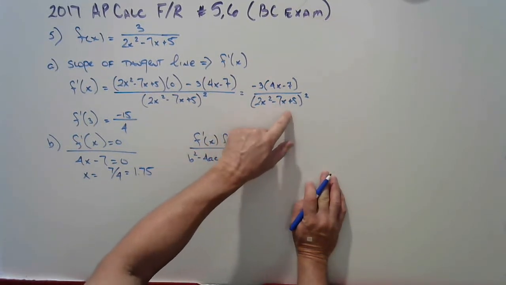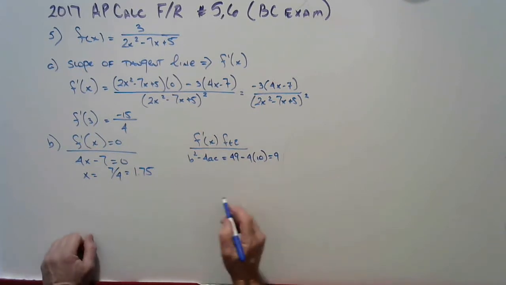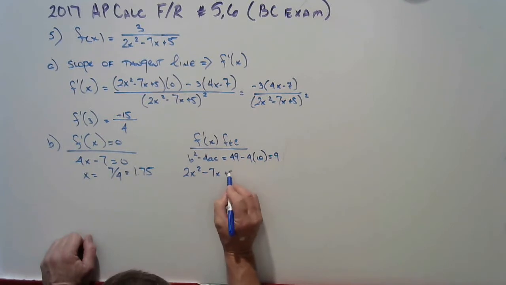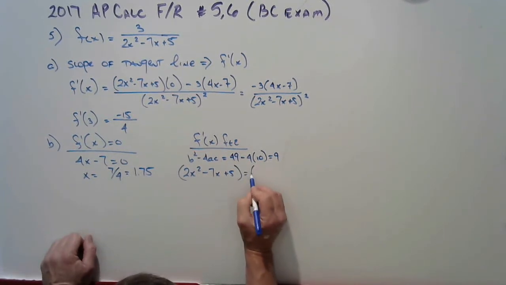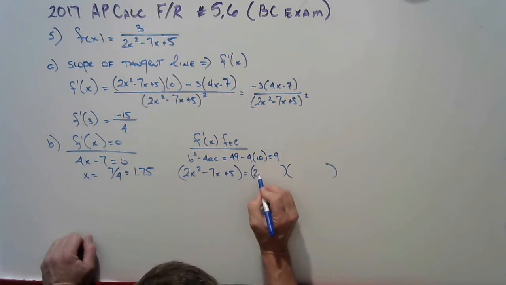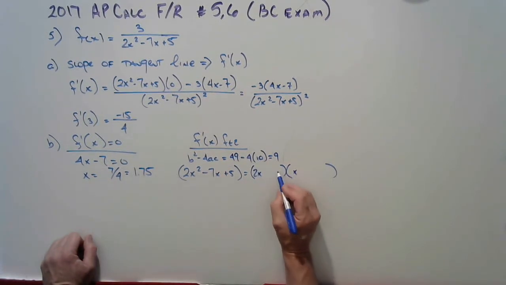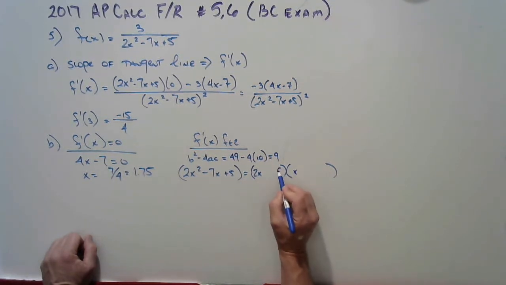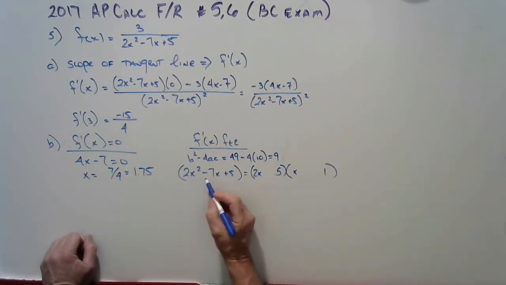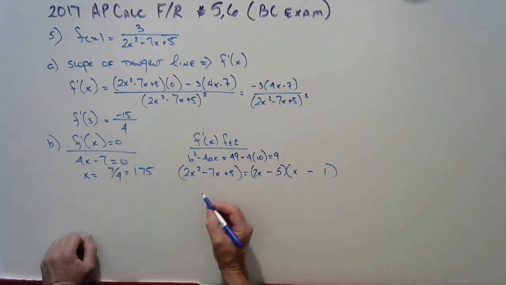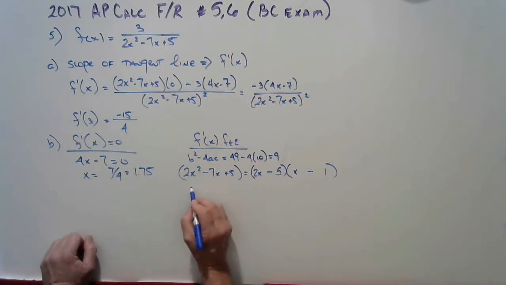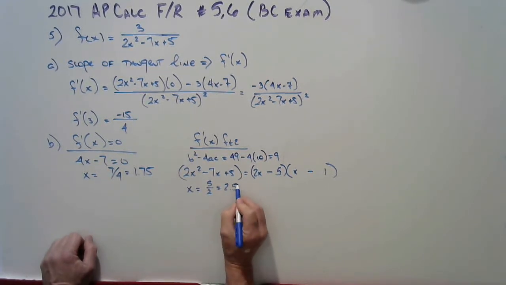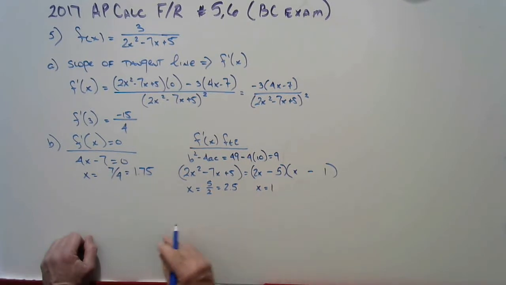So we can factor this. 2x squared minus 7x plus 5. If we factor that, we're going to get 2x and x. We need something that multiplies together to give us 5, so we'll put a 5 there and a 1 there, and we need negative signs on both of those. So our critical numbers here are x equals 5 halves, which is 2.5, and x equals 1.